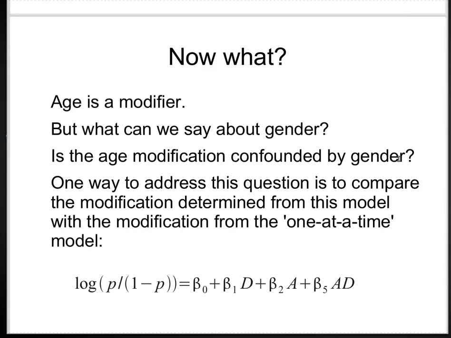What about if age is a modifier? What can we say about gender? Is the age modification confounded by gender? Well, I've already spoken to this. We would then consider the one-at-a-time model, and compare it with the model that had the 7 terms, or possibly the 6 terms. Okay?